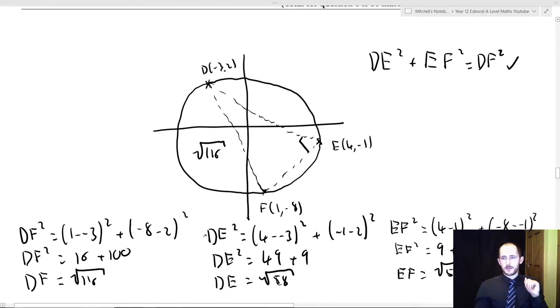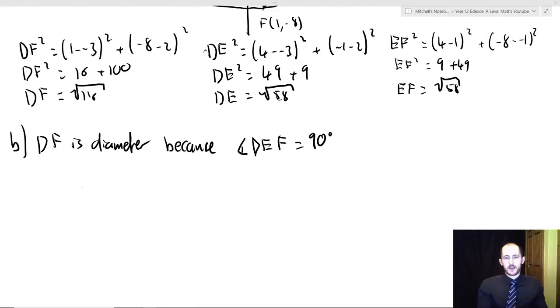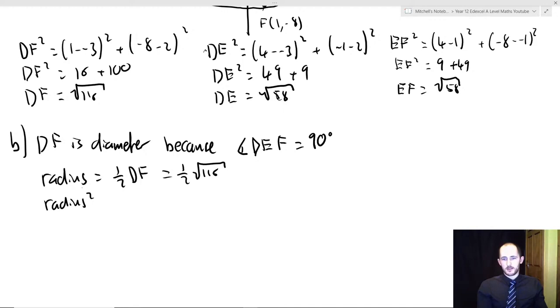So if I were to work out the midpoint of that diameter, I should get the center of the circle. So first of all, the radius would just equal a half of DF. And since we want radius squared for our formula, it'd be 1/4 times 116, so that's 29. Cool.